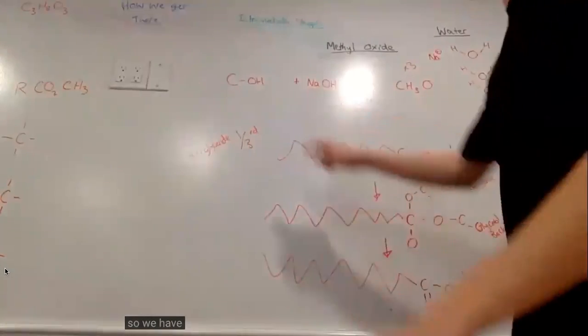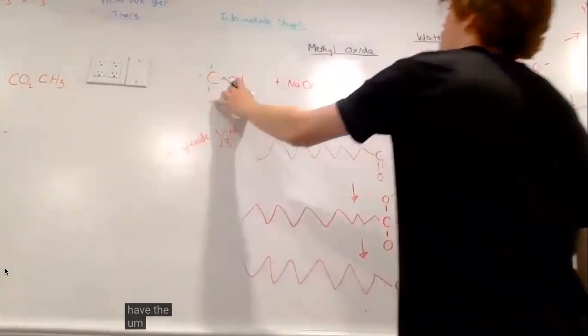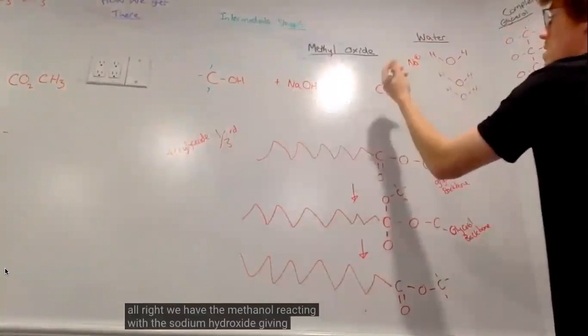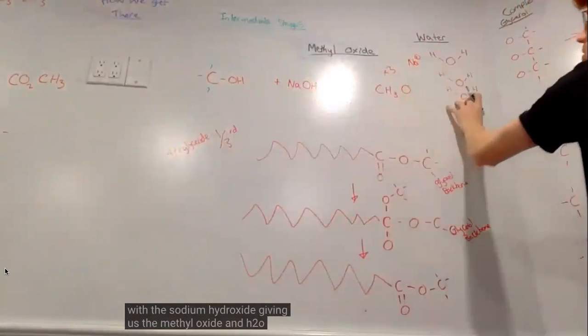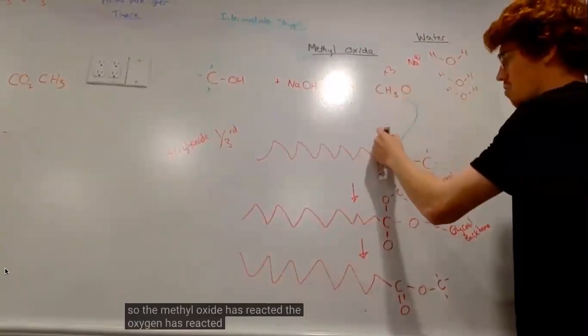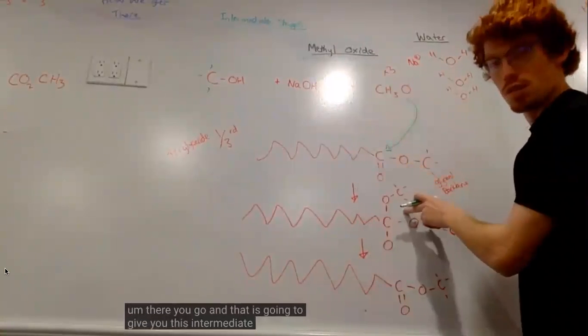So we have the intermediate stage. We have the methanol reacting with the sodium hydroxide, giving us the methyl oxide and H2O. So the methyl oxide has reacted, the oxygen has reacted with that carbon there. There you go. And then it's going to give you this intermediate structure.